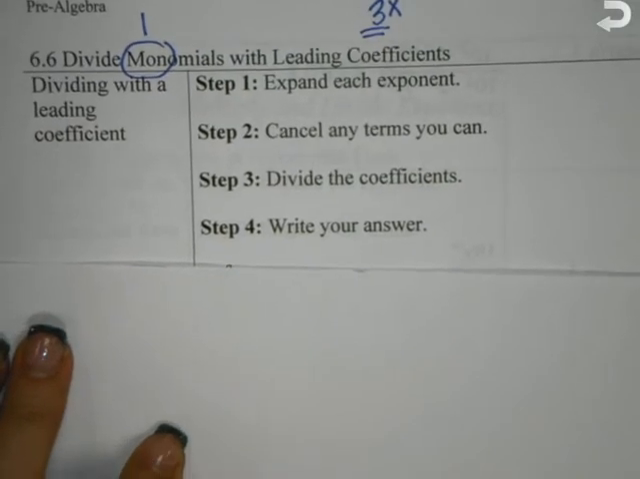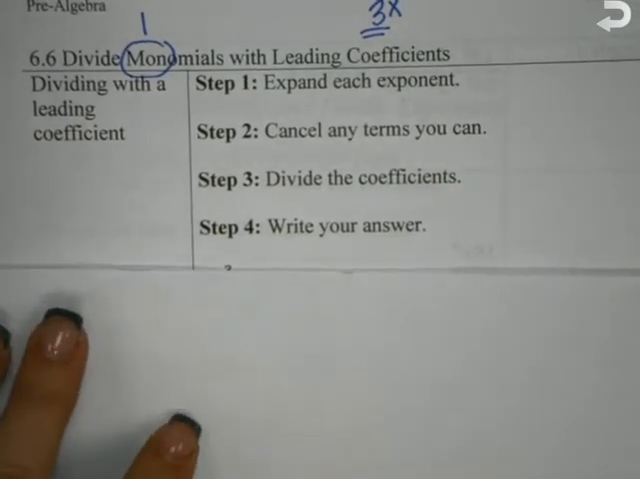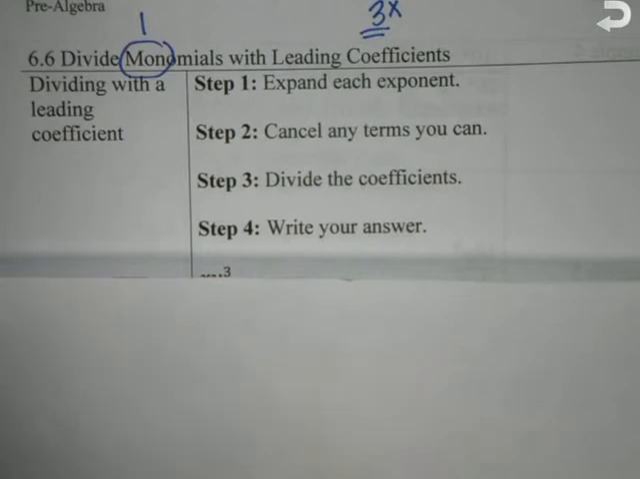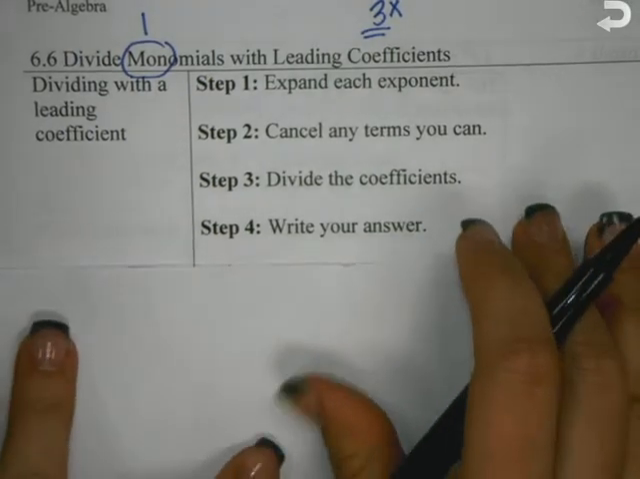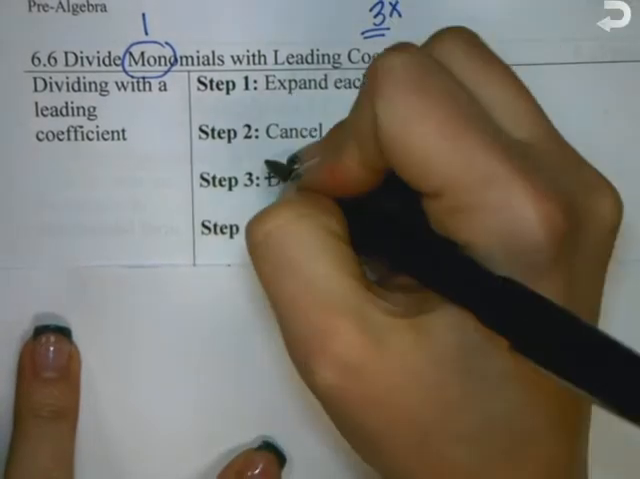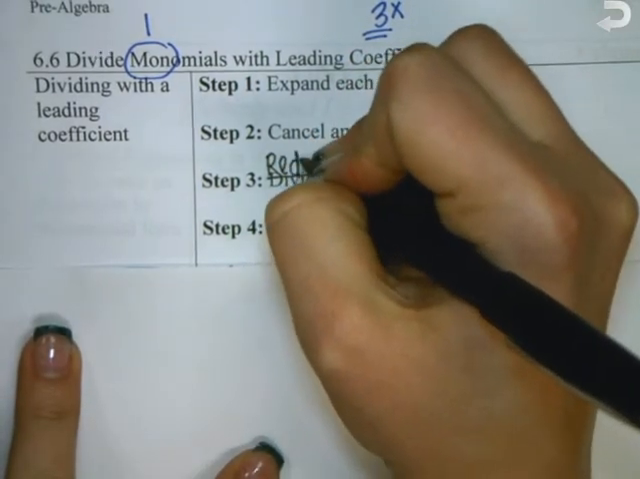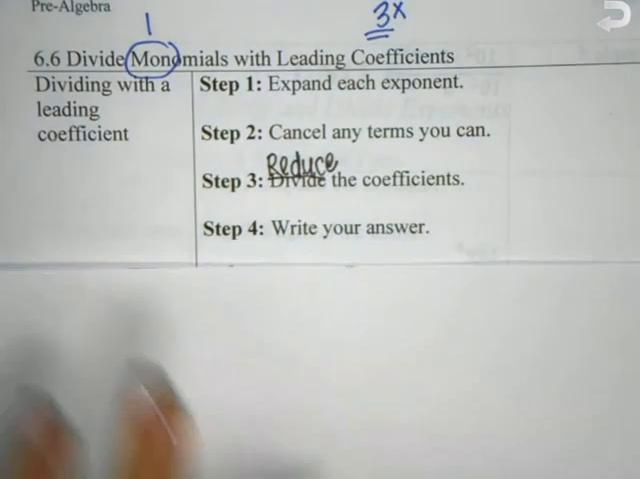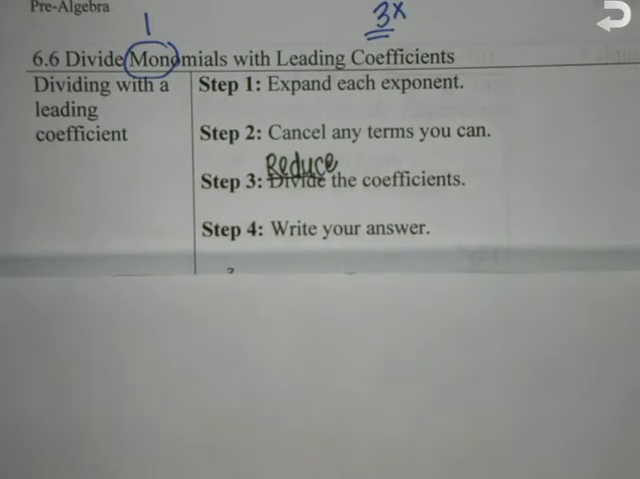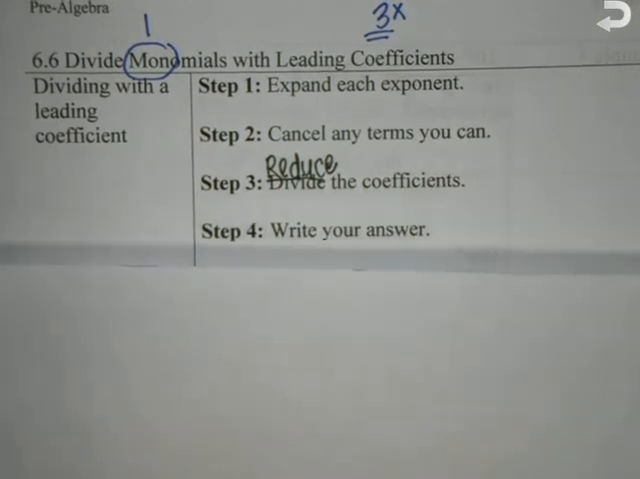When we are dividing with a coefficient, the first thing we need to do is expand each exponent. Then we are going to cancel any terms that we can. Step 3, I wrote divide, but I actually want to change that word to reduce the coefficients, because they might not divide evenly into each other. So we want to reduce the coefficients, and then we can write our answer.